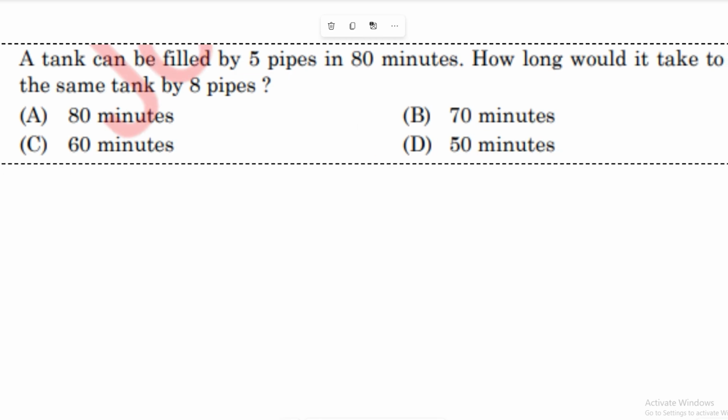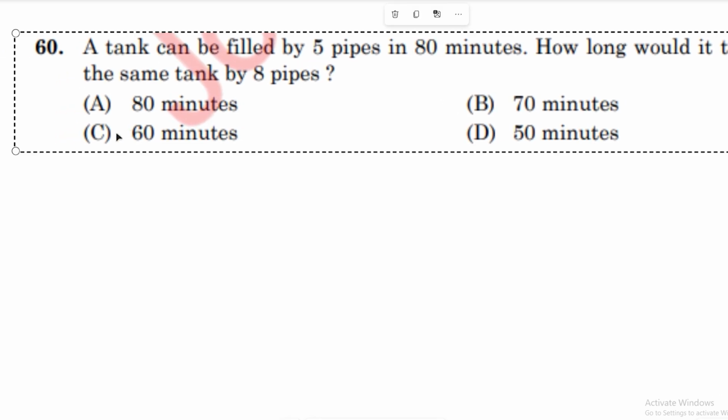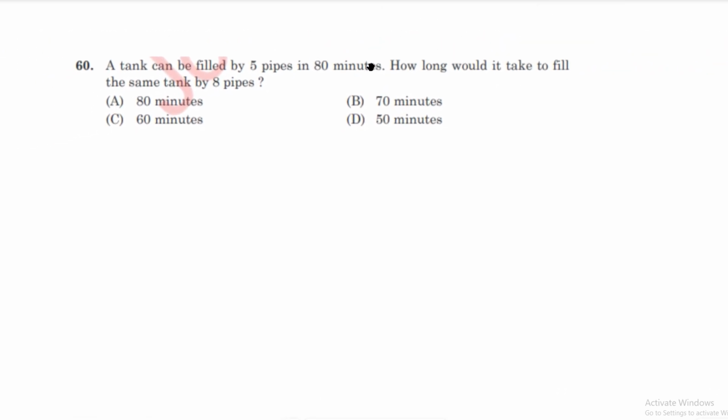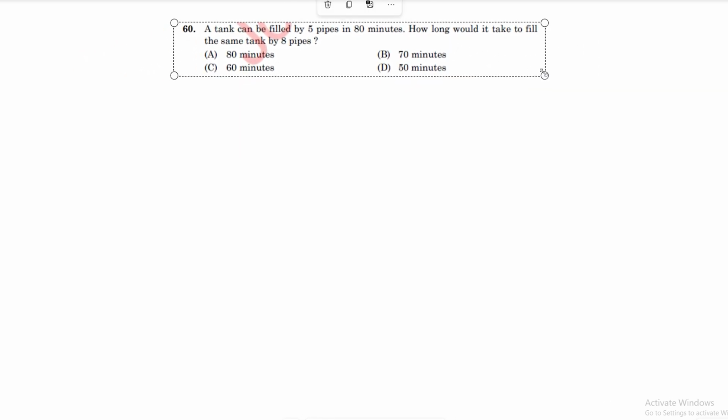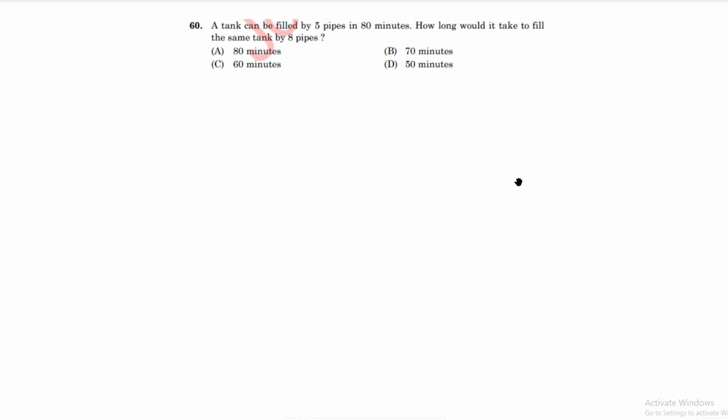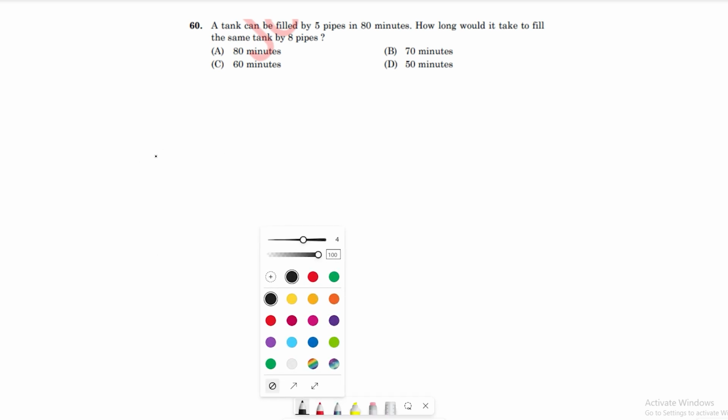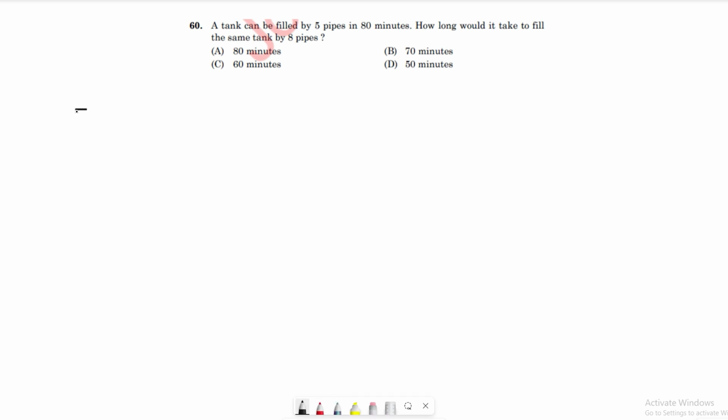This question has become too long, we need to make it a bit shorter. This is again another very interesting question that we have here: a tank can be filled by 5 pipes in 80 minutes. How long would it take to fill the same tank by 8 pipes? Very easy question actually, but people generally cannot do it. That is, 5 pipes fill a tank in 80 minutes.